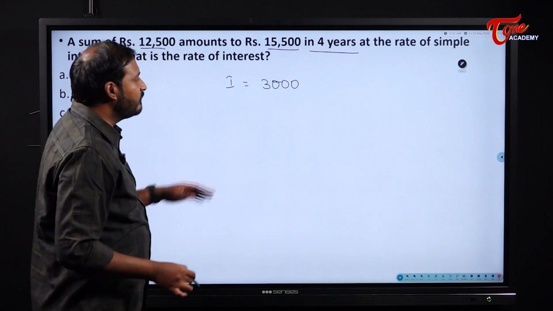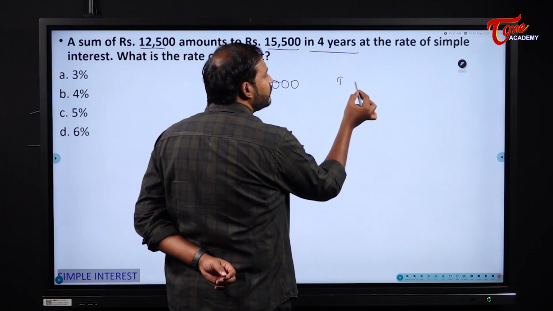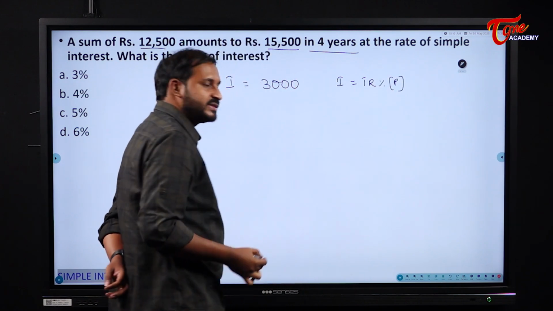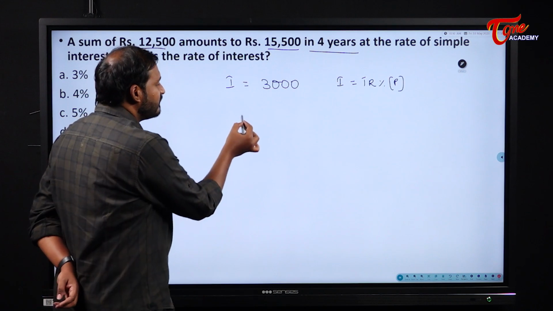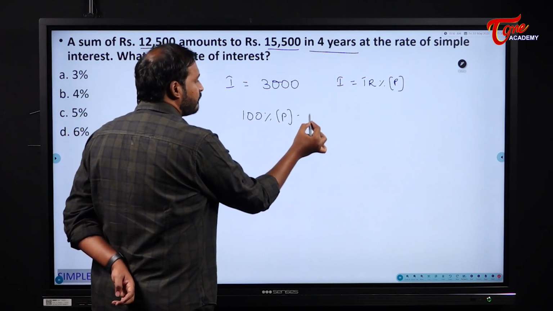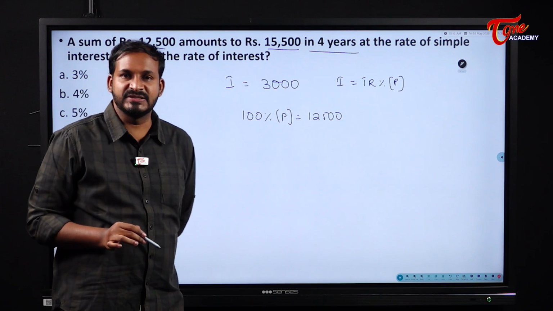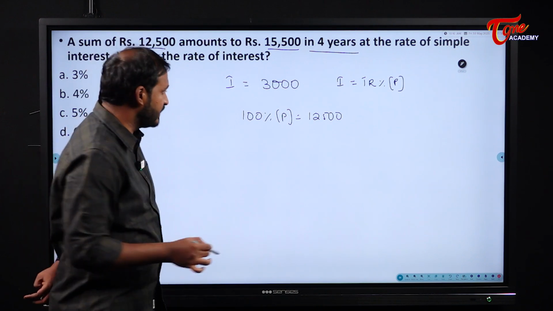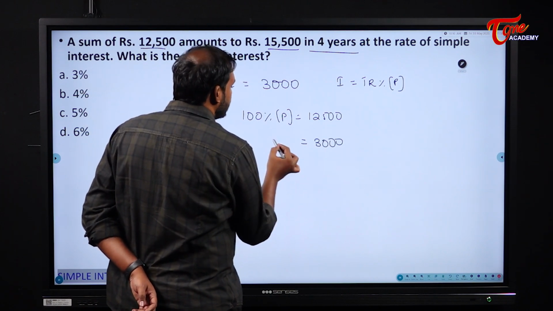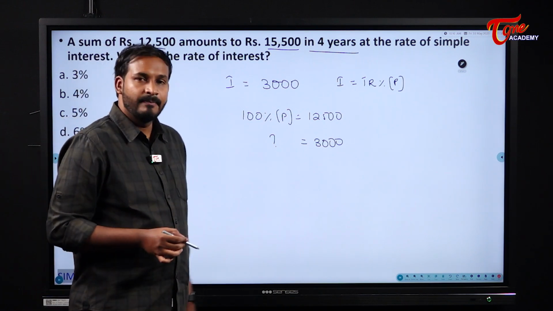Now tell me how we will find the interest. In our last session we discussed interest is equal to TR percentage of principal, right? So here, given that 100 percentage of principal, our principal is 12,500. Now find out: 3,000 is what percentage of principal?